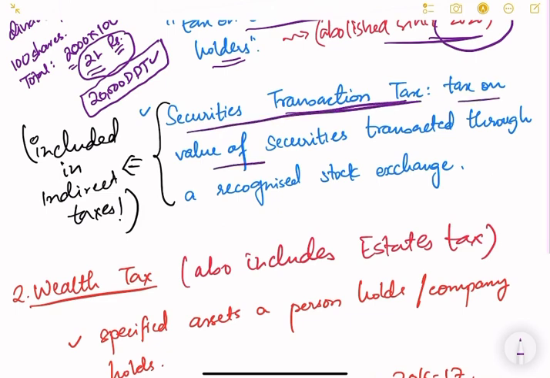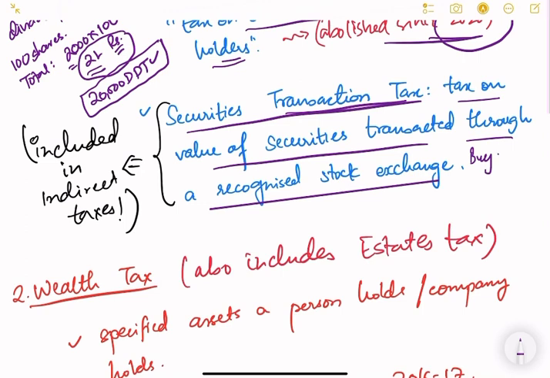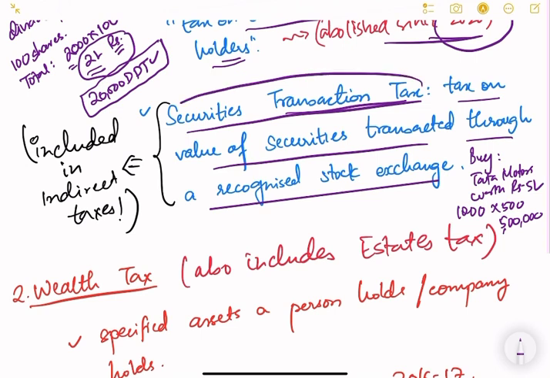It is a tax on the value of securities transacted through a recognized stock exchange. For example, if you buy shares of Tata Motors worth rupees 5 lakh. Suppose you purchase 1000 shares worth rupees 500 each. So you are basically buying shares of 5 lakh rupees. Now there will be a securities transaction tax. So basically you are doing a transaction of 5 lakh rupees.